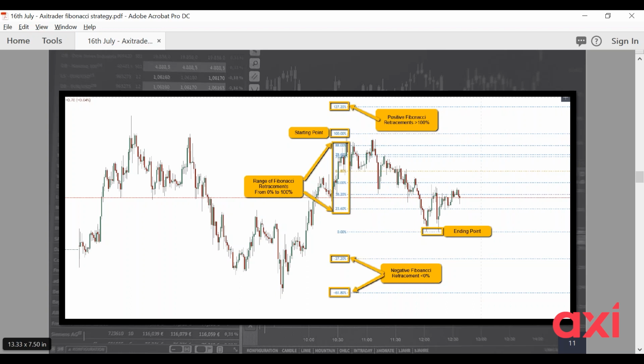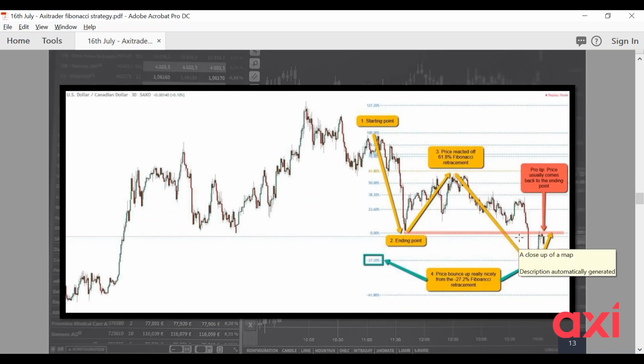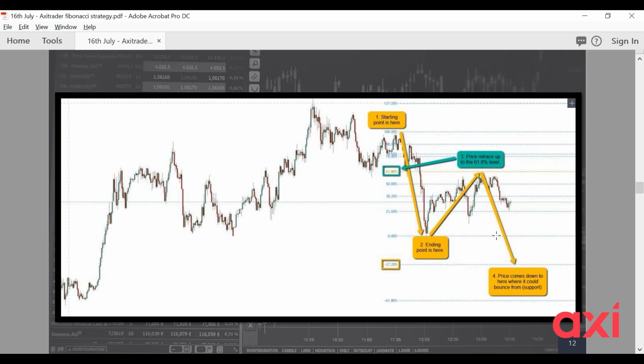Okay, actually the next slide shows you how price comes down to here, price bounces up. Oh yeah, this is an example of the negative Fibonacci retracement I was talking to you about. So let me just draw it out. Same thing, very clear market structure. Price comes down here, price bounces up to 61.8, and then we project that if price comes down to the negative 27 level, there is a chance that you come down here and then bounce up.